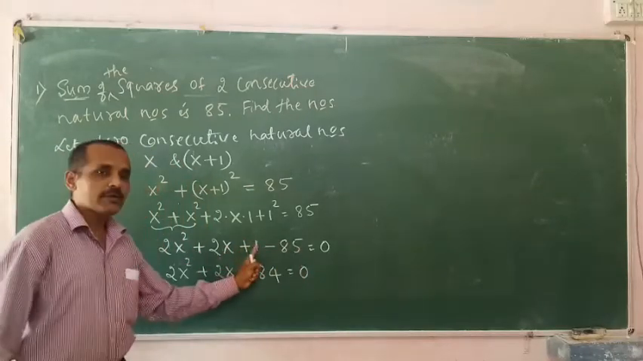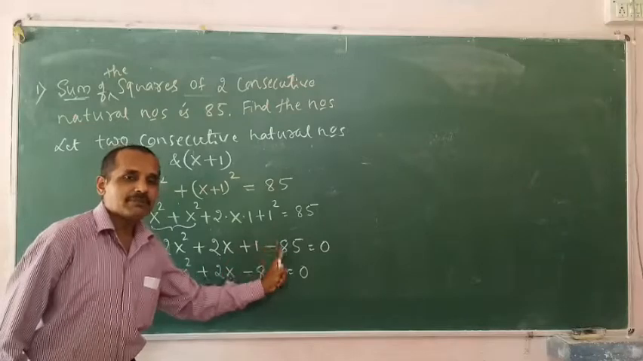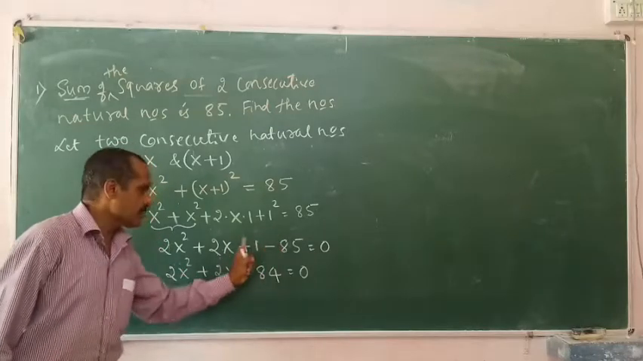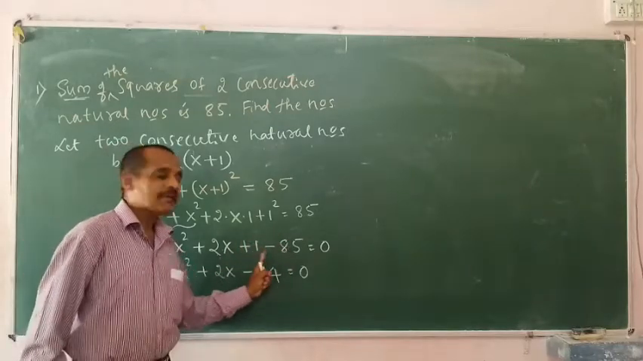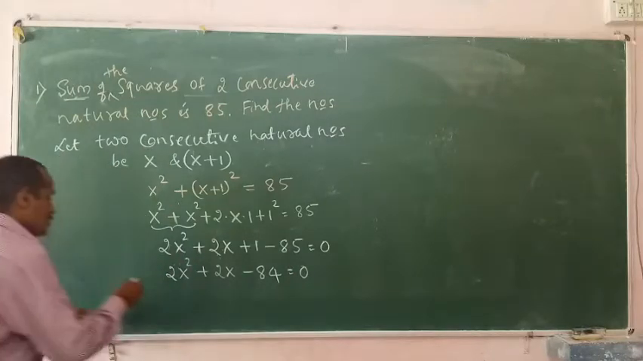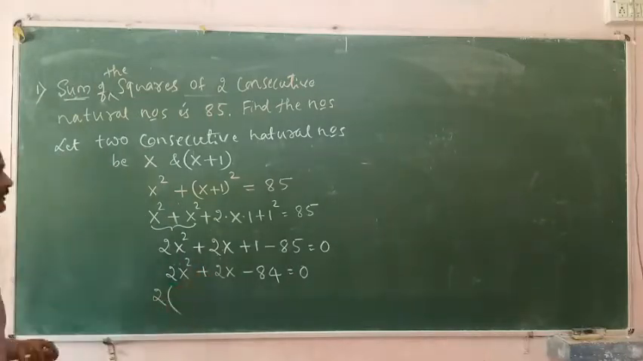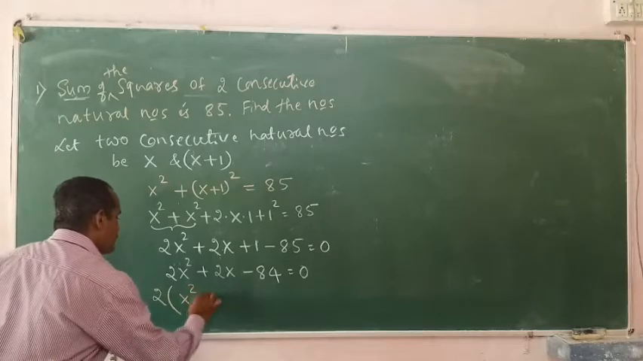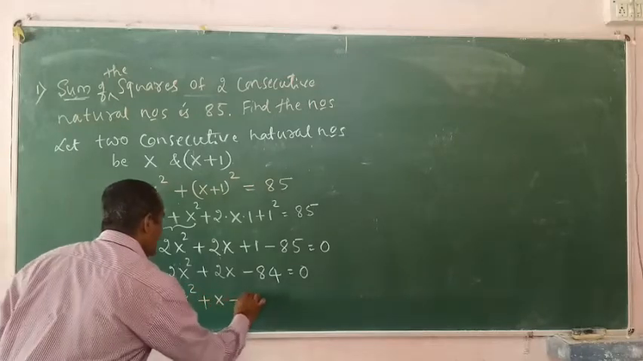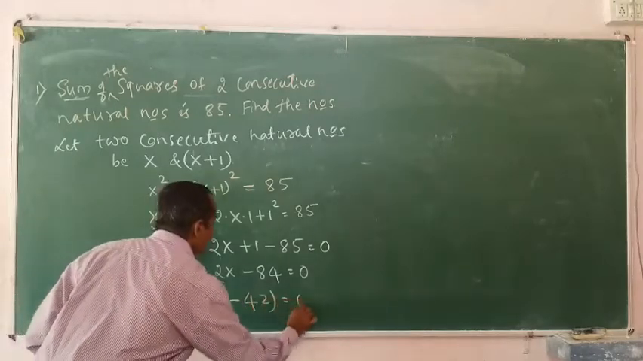Minus 85 plus 1: 1 plus and 85 minus. Bigger number minus smaller number: 85 minus 1 is 84. Give the sign of the bigger number. I can take 2 as a common factor outside the bracket: x square plus x minus 42 is equal to 0.